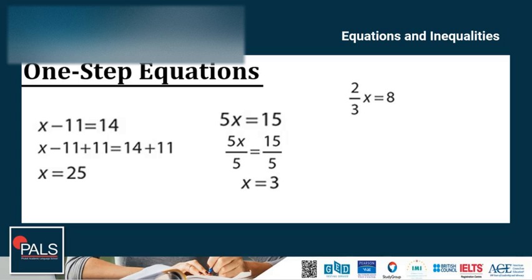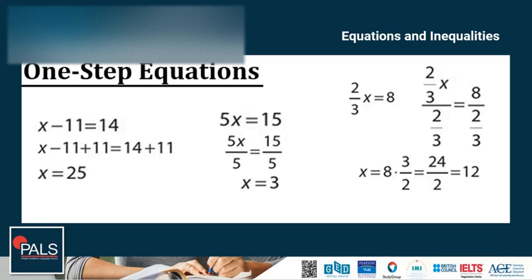Another one is 2/3 x equals 8. Now this is a multiplication, and to undo multiplication, we can divide both sides by 2/3. So 2/3 x divided by 2/3 equals 8 divided by 2/3. Then simplifying the answer, we've got 24 over 2, which equals 12.